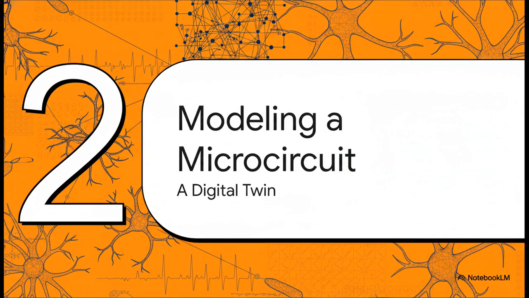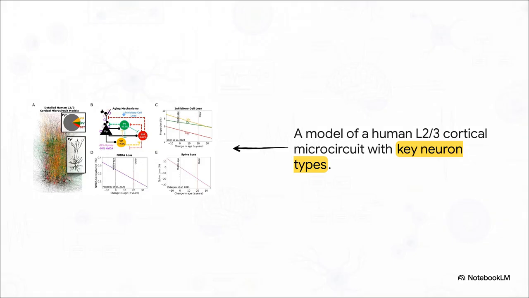To bridge this mechanistic gap, the researchers turned to a highly detailed computational model. You can think of this model as a digital representation of a human layer 2/3 cortical microcircuit, which is a critical area for cortical processing. Importantly, the model's parameters are constrained by human-derived data on cellular properties, morphology, and synaptic connectivity. And here is a visualization of that model.